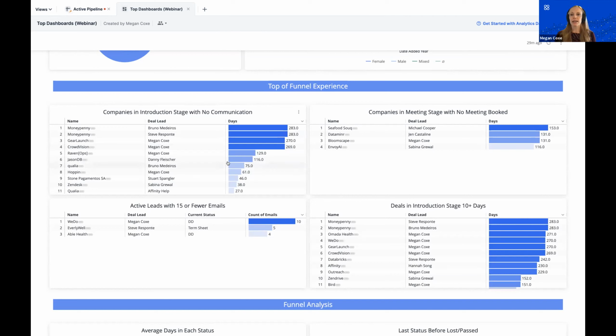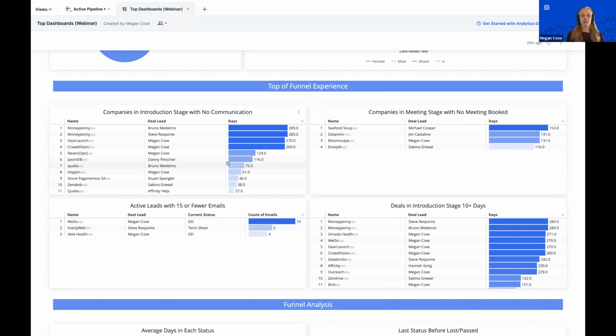Now, on the right-hand side, in companies in the meeting stage with no meetings booked, we go that next layer down. So once we've vetted at the top of funnel, we've already been introduced, why haven't we booked a meeting with them? Again, this is a great way to have the leadership take a quick look and see where we might be missing out on a great deal.